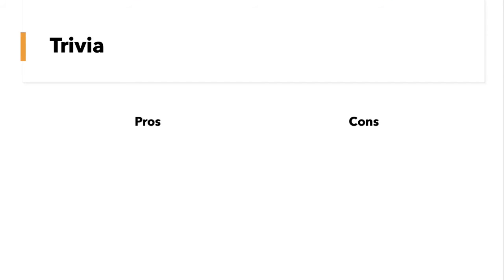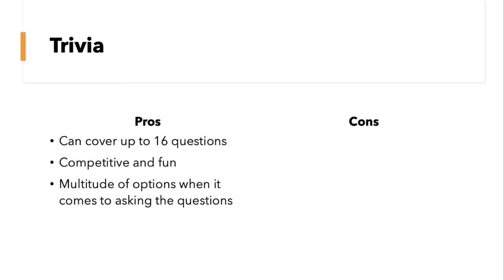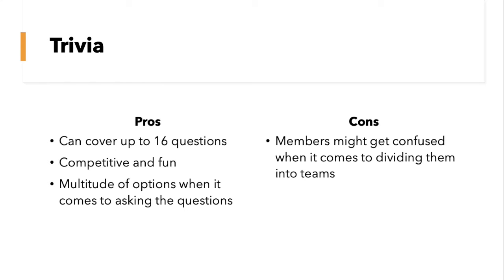The pros and cons of the trivia game are the following. You can cover up to 16 questions. It's competitive and fun, so it attracts the attention of the participants. You can ask questions like multiple choice, or true or false, or even a simple question.